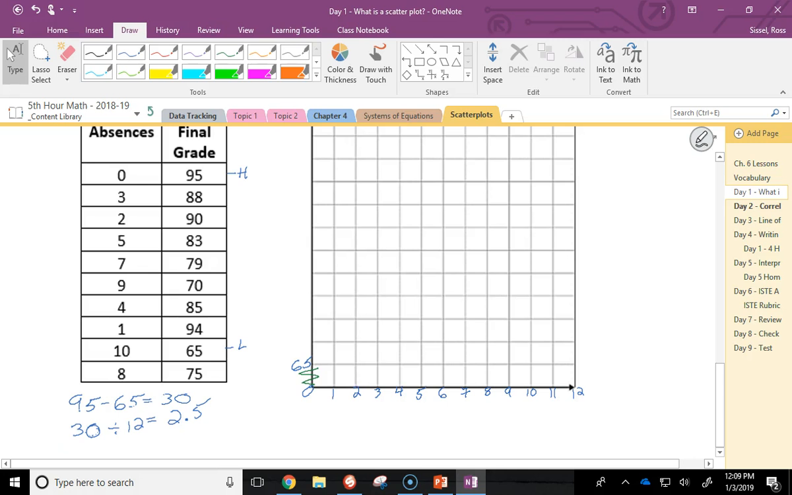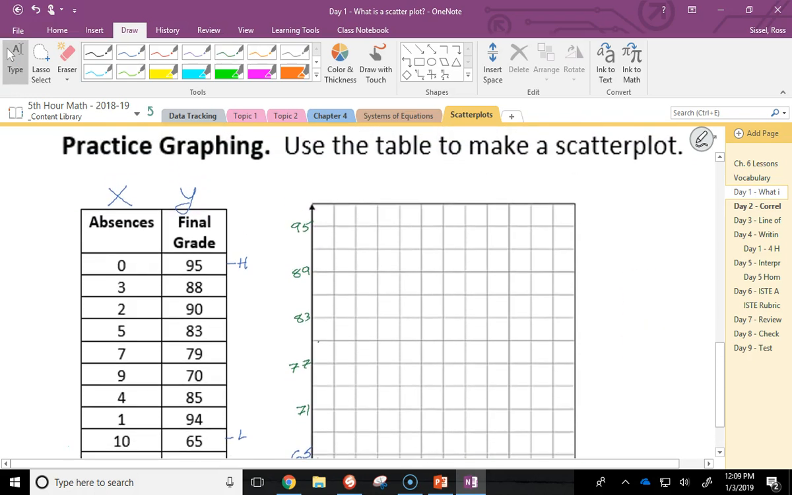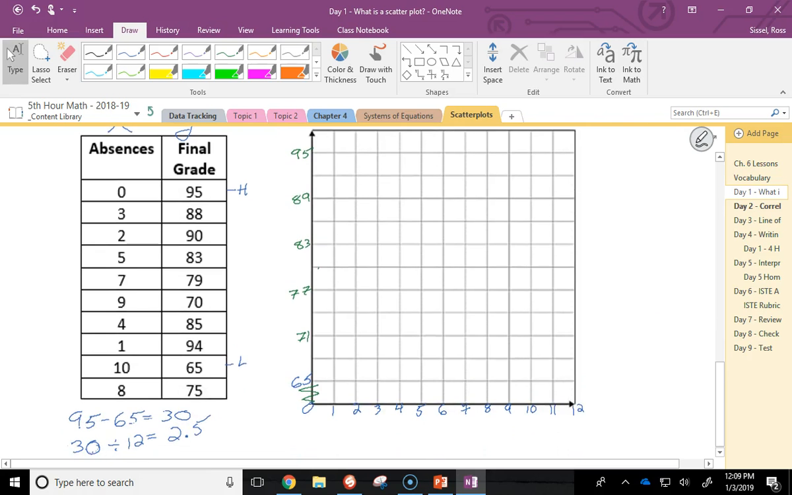This would be 71, 74, 77, 80, 83, 86, 89, 92, 95, 98 is my top. So I still use the same scale. It's just me personally, I don't like writing a number every single one. I think my numbers get too cluttered.